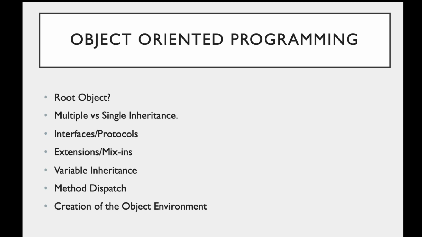Welcome to CS420 Programming Languages, and this lecture is about object-oriented programming. So what we want to cover is whether or not every object has a root object. And then we'll cover multiple versus single inheritance, interfaces or protocols, extensions or mix-ins, variable inheritance, method dispatch, and then how we create the object environment that we run code or methods that have been called on an object.